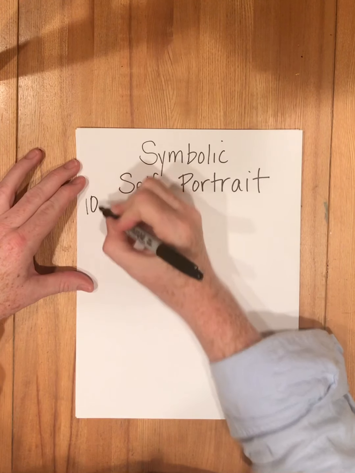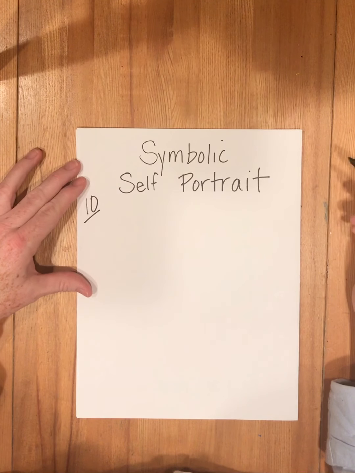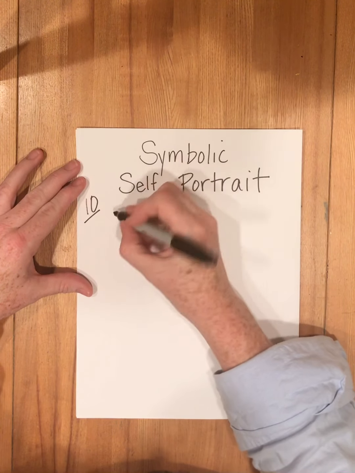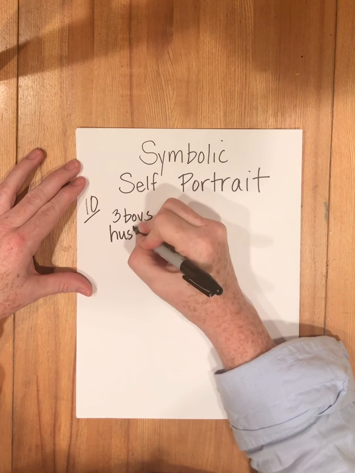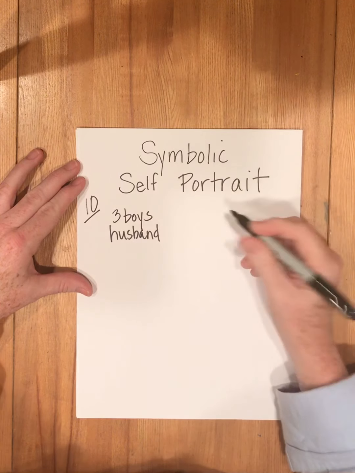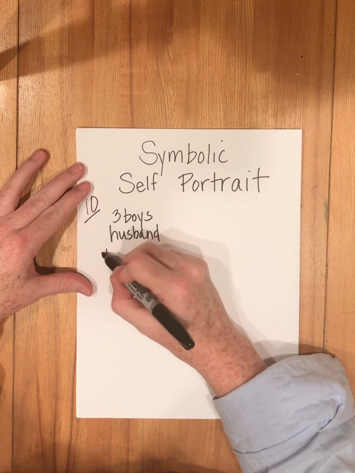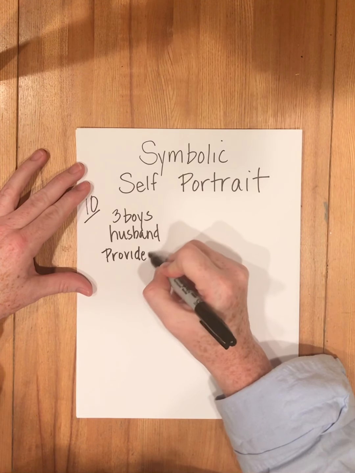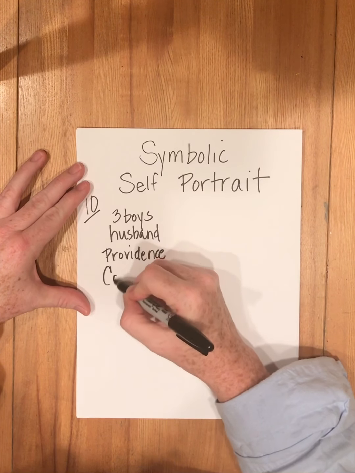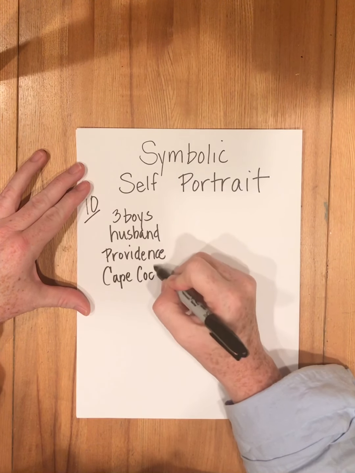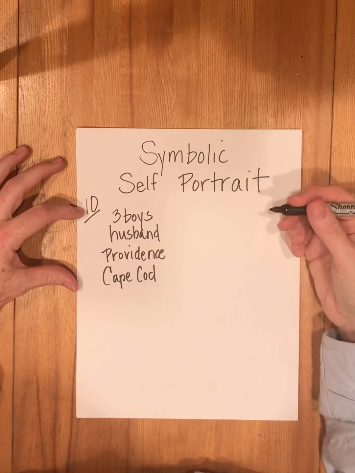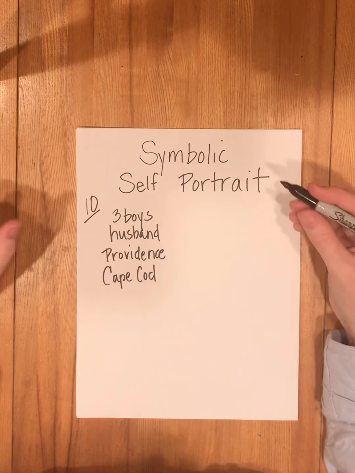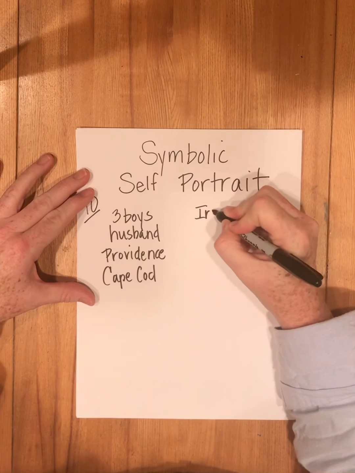So 10 things. So let's say I have 3 children, 3 boys. I have a husband. I am from Providence, but I live here on Cape Cod and I've lived here for a long time. And I would want to continue coming up with these 10 ideas, the other things that might be important to me. For instance, where I'm from.